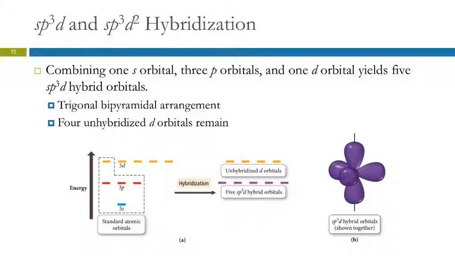Those 4 d orbitals are still there. They were empty before and they're empty now. So as we learned from VSEPR theory, 5 things will arrange themselves in 3-dimensional space as a trigonal bipyramid.